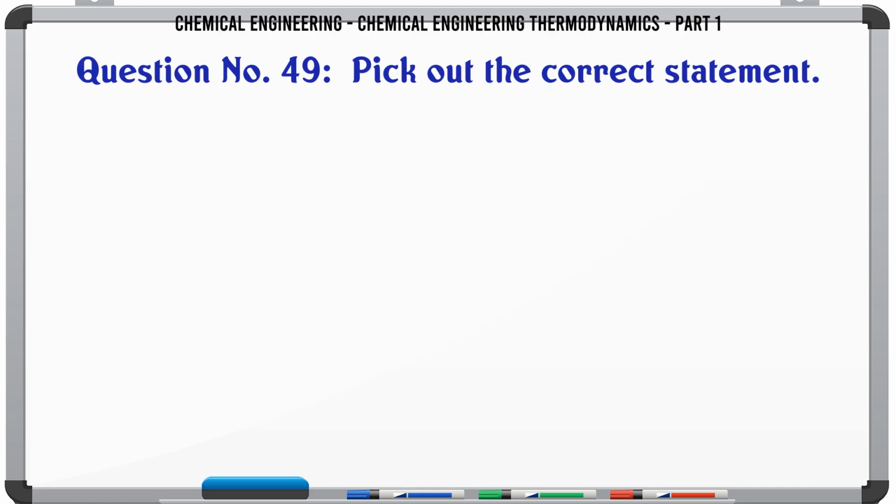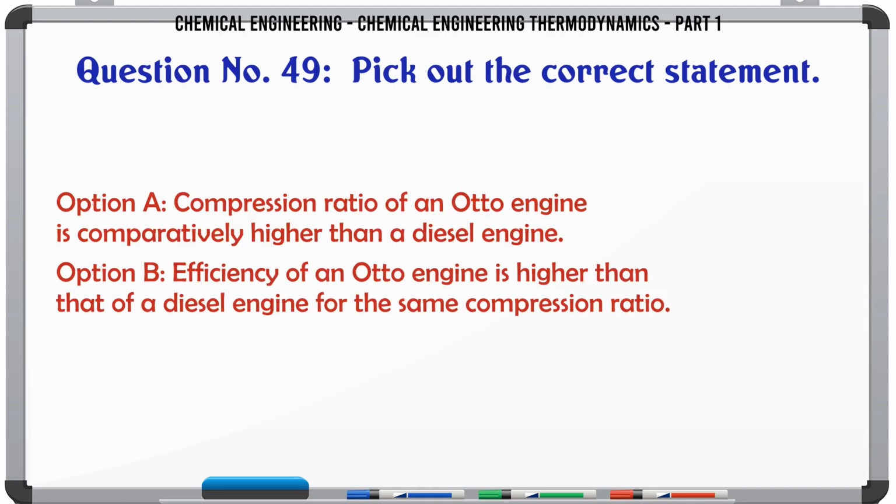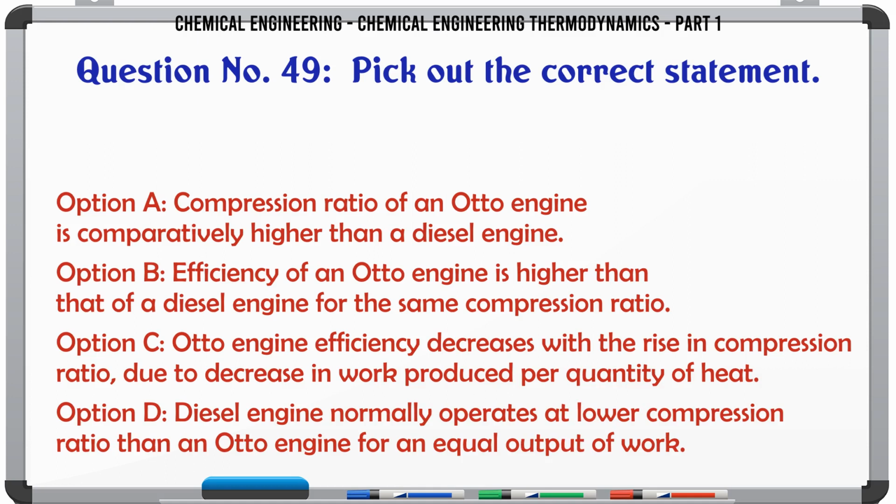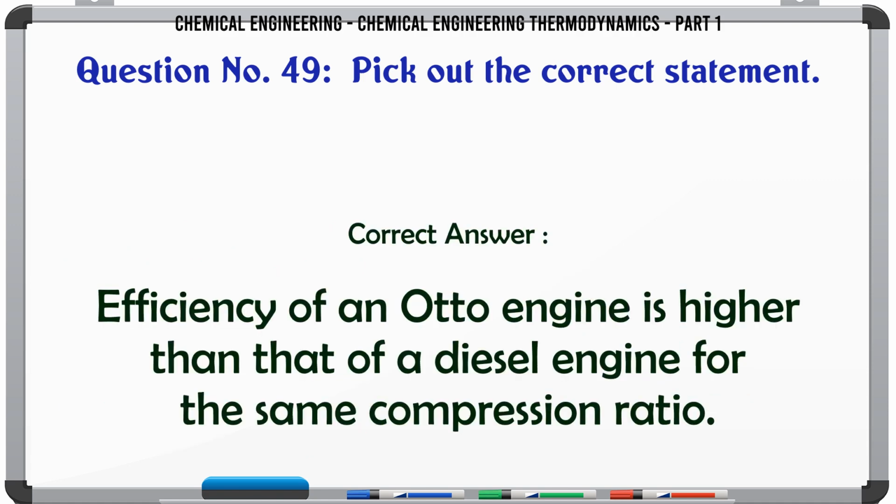Pick out the correct statement. A. Compression ratio of an auto engine is comparatively higher than a diesel engine. B. Efficiency of an auto engine is higher than that of a diesel engine for the same compression ratio. C. Auto engine efficiency decreases with the rise in compression ratio due to decrease in work produced per quantity of heat. D. Diesel engine normally operates at lower compression ratio than an auto engine for an equal output of work. The correct answer is efficiency of an auto engine is higher than that of a diesel engine for the same compression ratio.